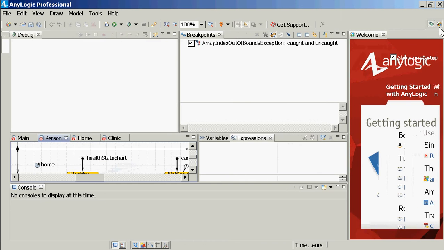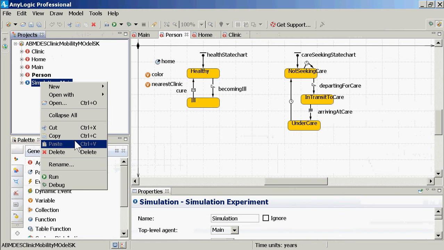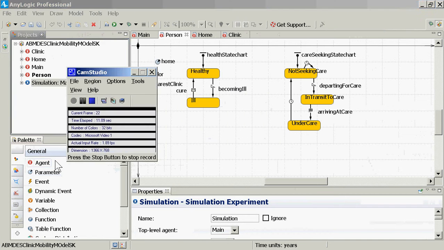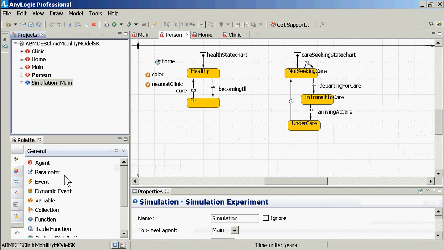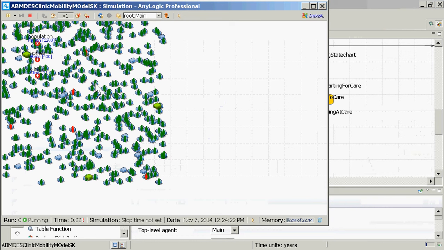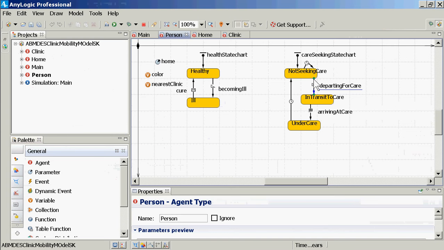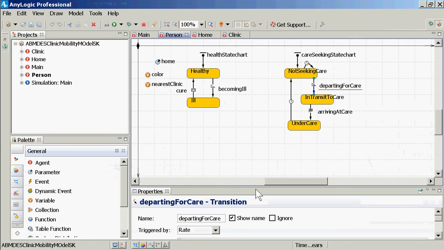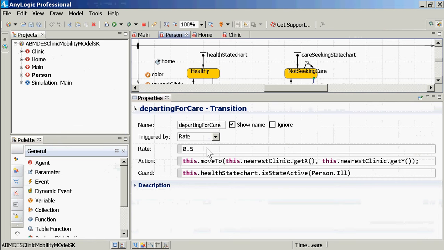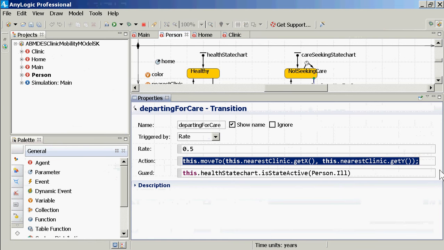We're going to look at this model we ran this morning. Everyone in this model began in a healthy state, shown by green. Over time, they became ill, shown by red, and upon becoming ill, they had a certain frequency with which they would present for the clinic. At a rate of 50% per year, they would move to the nearest clinic.